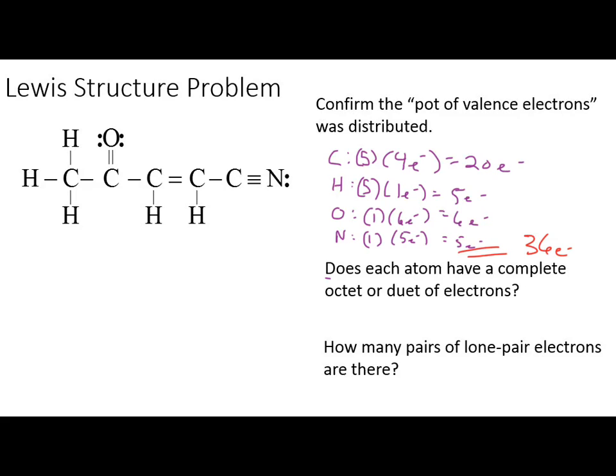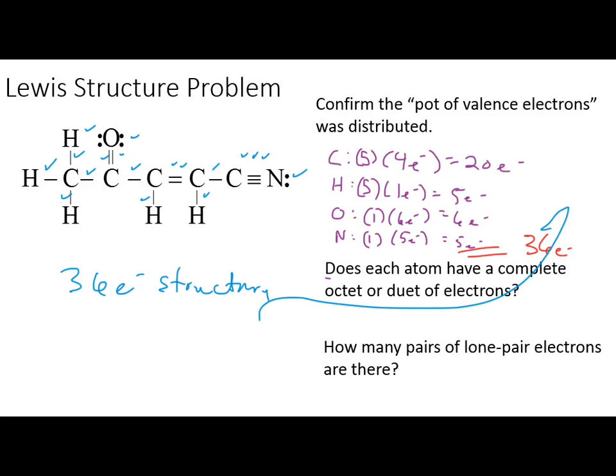So let's count. I'm going to count checks, and each check is going to be 2. Here are my checks: 1, 2, 3, 4, 5, 6, 7, 8, 9, 10, 11, 12, 13, 14, 15, 16, 17, 18. So I have 18 pairs, and 18 pairs is 36 electrons on the structure. So, yep, it matches with our formula. Yay!